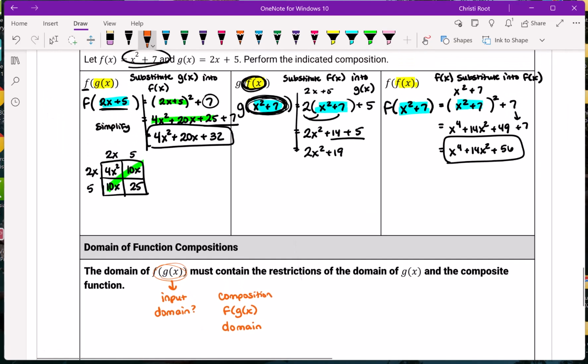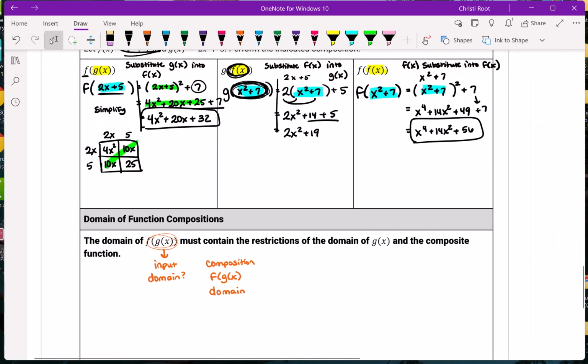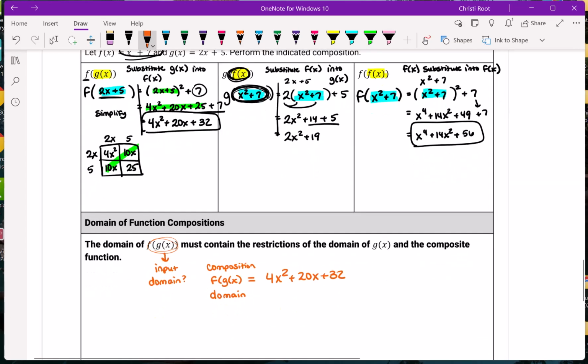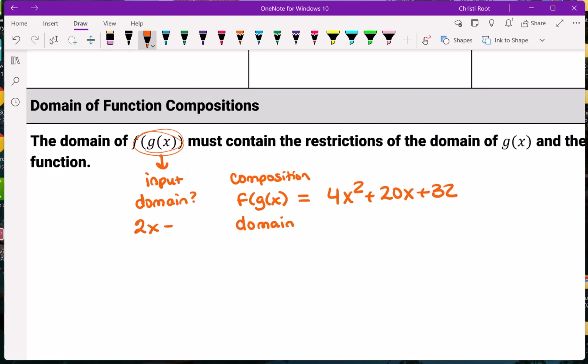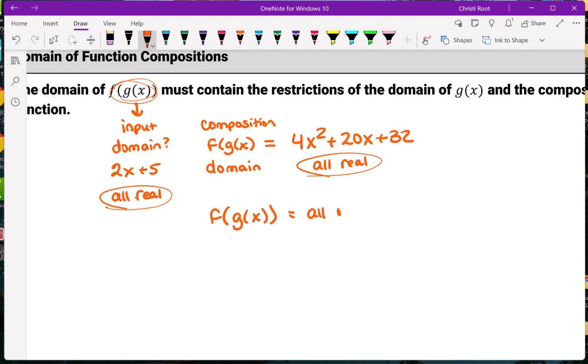So let's use these f of x and g of x that we already have. So I found that f of g of x in this case was 4x squared plus 20x plus 32. Now let's go back and look at our input. G of x was 2x plus 5. So let's look at their domains individually. So this one would be all real because it is linear. And this is quadratic. It's also going to be all real. So if you're going to figure out what's in common between all real, it's going to also be all real. So the domain of f of g of x is going to be all real numbers.